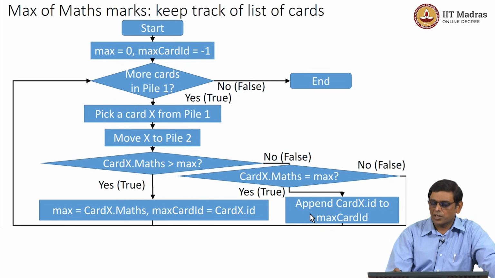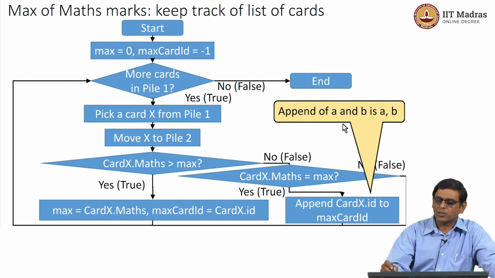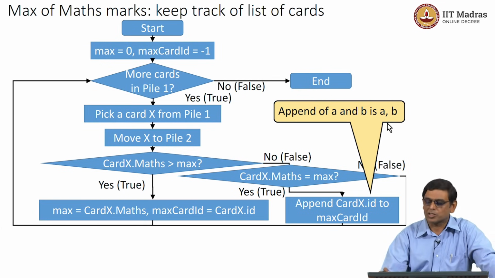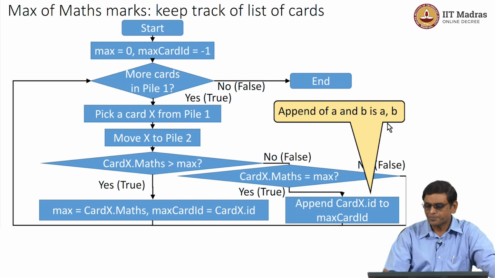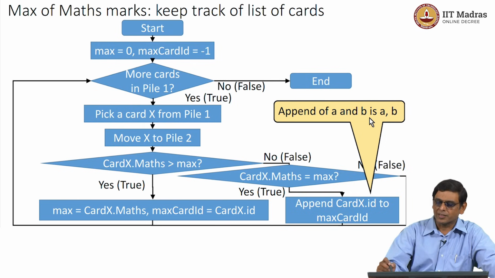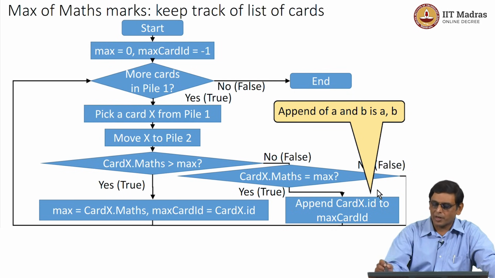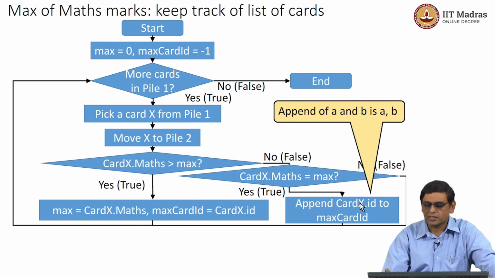So, we are writing this thing called append card X dot ID to max card ID. Append takes two numbers A and B and creates A comma B, or, if A is already a list and B is a number, it creates A comma B, which is a longer list. If A is a number and B is a number, then it creates A comma B. So, it is basically creating a list, and that is what append is doing. Max card ID has a list already, and we are adding to that list this card X dot ID, the new ID that we have seen.